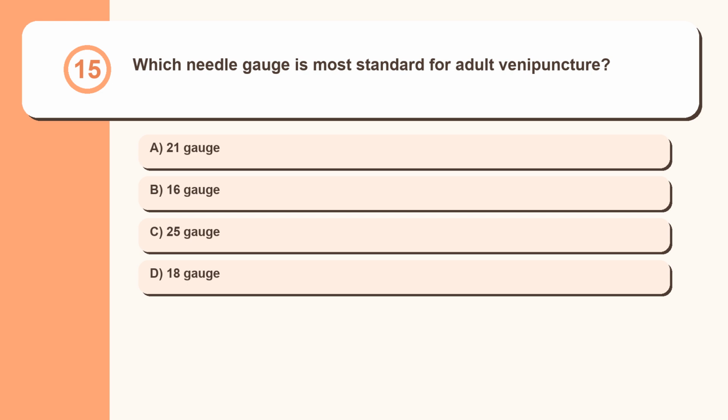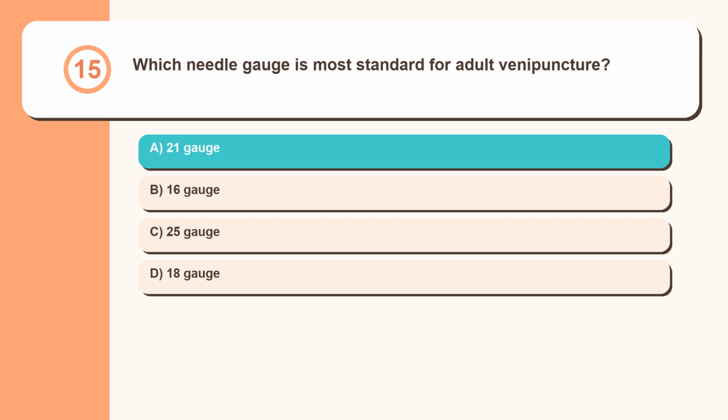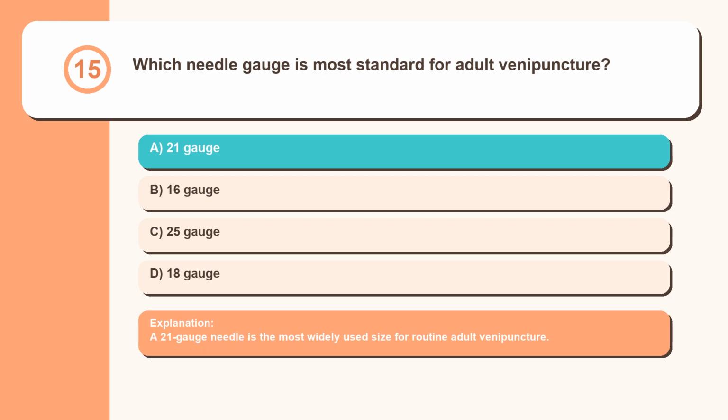Question 15. Which needle gauge is most standard for adult venipuncture? 21 gauge, 16 gauge, 25 gauge, 18 gauge. A 21 gauge needle is the most widely used size for routine adult venipuncture.